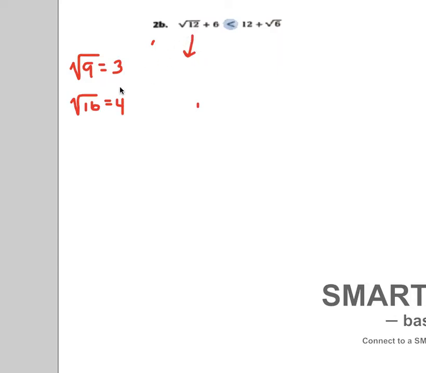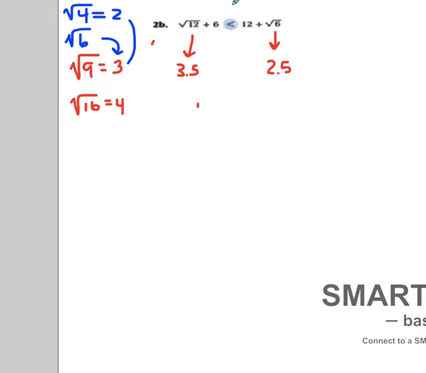Therefore, my answer is going to be between 3 and 4, and I'm just going to put 3.5 there. That's good for now. Okay? And then on this side, again, my square root of 6, okay? It's less than the square root of 9, but it's more than the square root of 4. So if the perfect square of the square root of 4 is 2, and the square root of 9 is 3, so it's going to be somewhere in between.